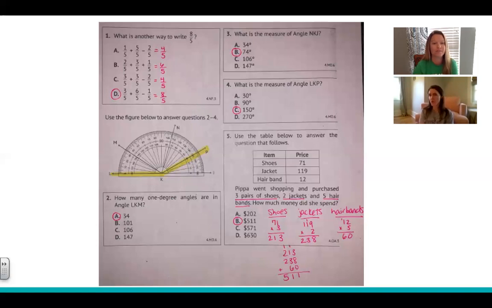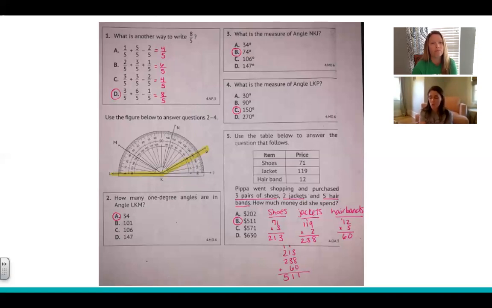Ooh, number 2, the protractor. All right, so this one is given for you. First thing I noticed right away is it says, use the figure below to answer questions 2 through 4. So this is going to carry us for 3 questions. All right, so number 2. And I'm noticing there's not just one angle measured on it. It's several different angles because they're marked with the letters. So this is where you have to pay attention to the angle name.